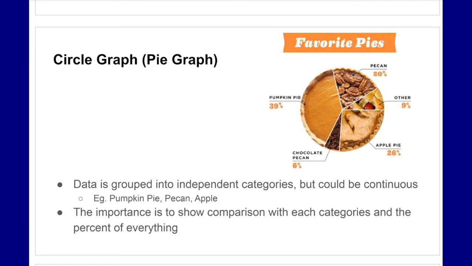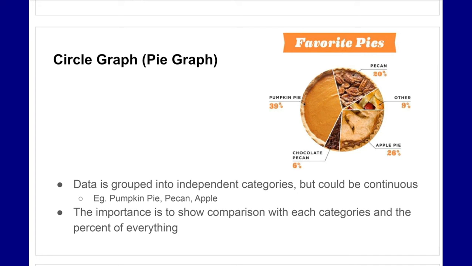So for example, looking at pumpkin pie or the different types of pie, right? That data is not continuous, that data is categories. Looking at pumpkin pie, chocolate pecan, apple, other, and just regular pecan, right? Those are independent categories. The importance of a circle graph or a pie graph is to show the comparison with each category and the percent of everything.